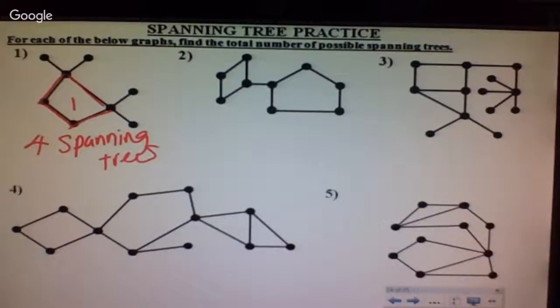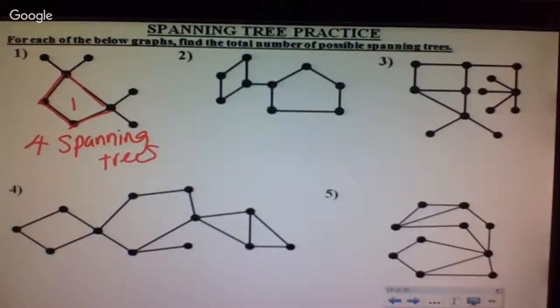What are spanning trees again? It's a way to draw a tree without having circuits. So, like, I could remove this side and it would be a spanning tree because we got rid of the circuits. Or I could remove this side and it would become a spanning tree. Oh, 4 ways for it to be a spanning tree. Yes, there's 4 different ways I could draw that spanning tree.